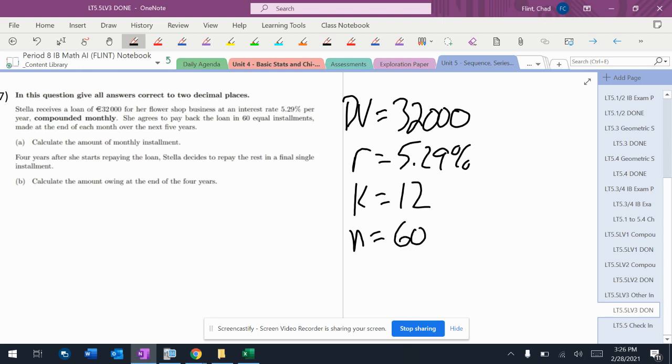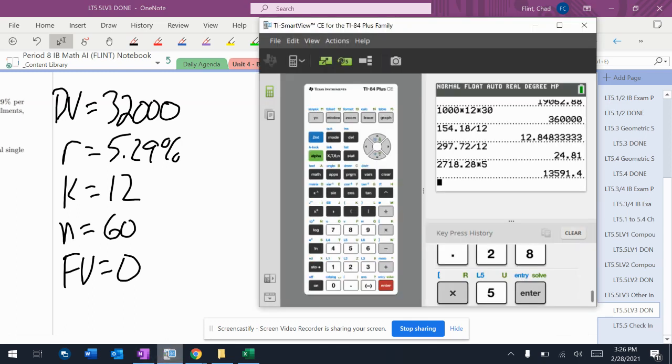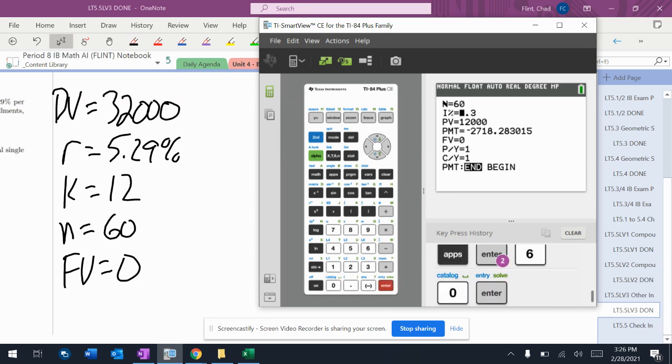All right, I'm going to make some changes to this. My future value is going to be 0. So it wants to know how much I'm going to have to pay. So let's see if this works. So apps, finance, solve. All right, so I'm going to make 60 monthly payments.